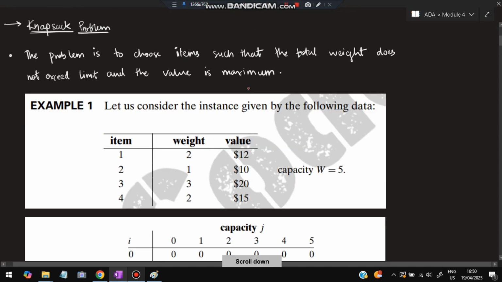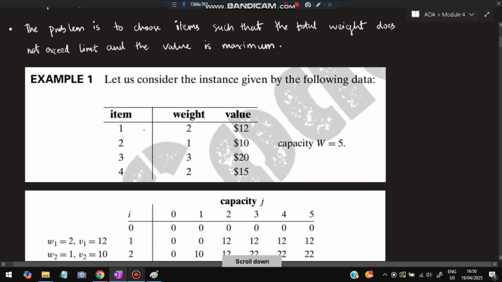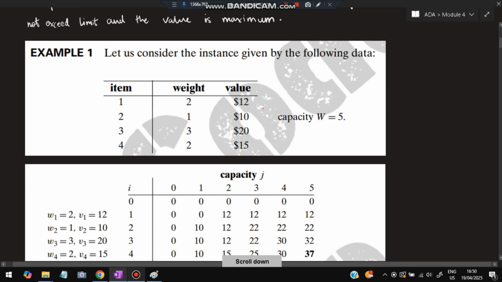Let's take an example. There are 4 items given here: item 1, 2, 3 and 4. The weights are 2, 1, 3 and 2. The values for each of these are given, and the maximum capacity is 5. I have to choose a few items from this. I cannot choose all because it exceeds 5. I have to choose those items that fit inside the bag and whose value addition will be highest.